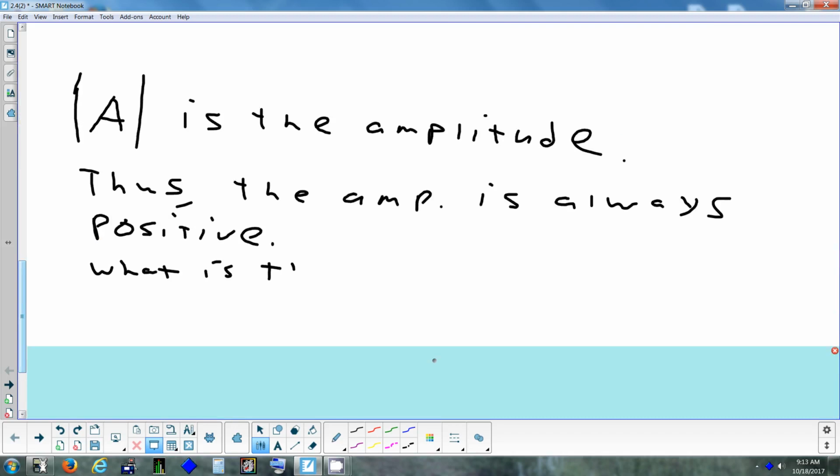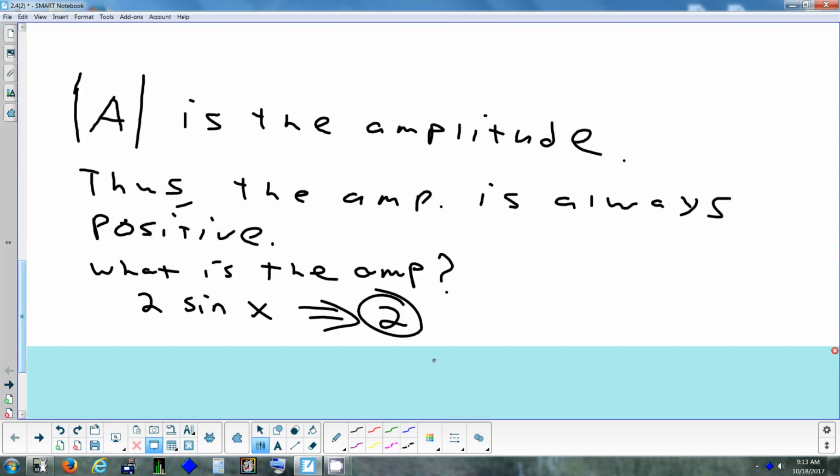What is the amplitude? Okay, so this is not a graphing problem. All you have to do is write down a number. 2 sine x. What's the amplitude of 2 sine x? Yeah, it's 2. That's the amplitude.